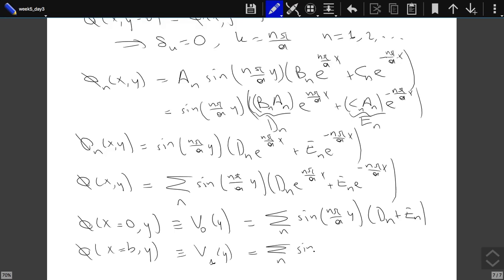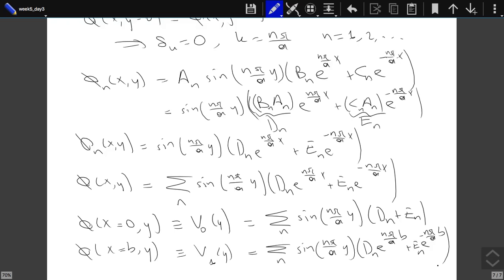Sum over n of sine(n pi over a y) times [dn e to the power n pi over ab plus en e to the power minus n pi over ab]. And again, this combination of dn and en coefficients are the coefficients of the Fourier sine expansion of v1. So now I have two conditions: just take the Fourier sine expansion of these functions and find their coefficients.